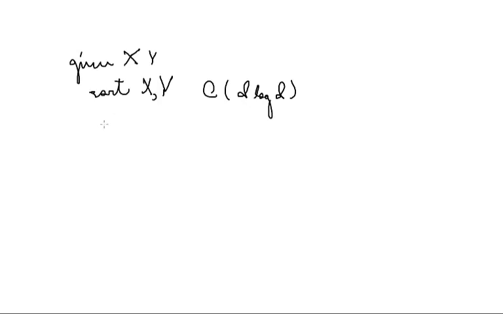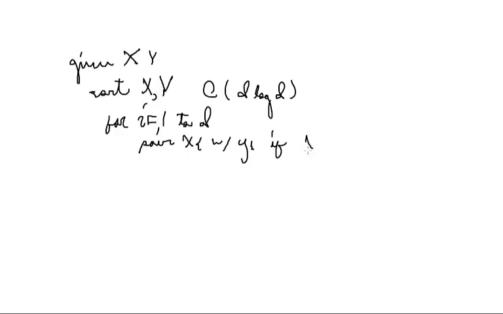So we can say for i equals 1 to d, and we pair xi with yi. If xi is less than yi, and if not, we just return false.